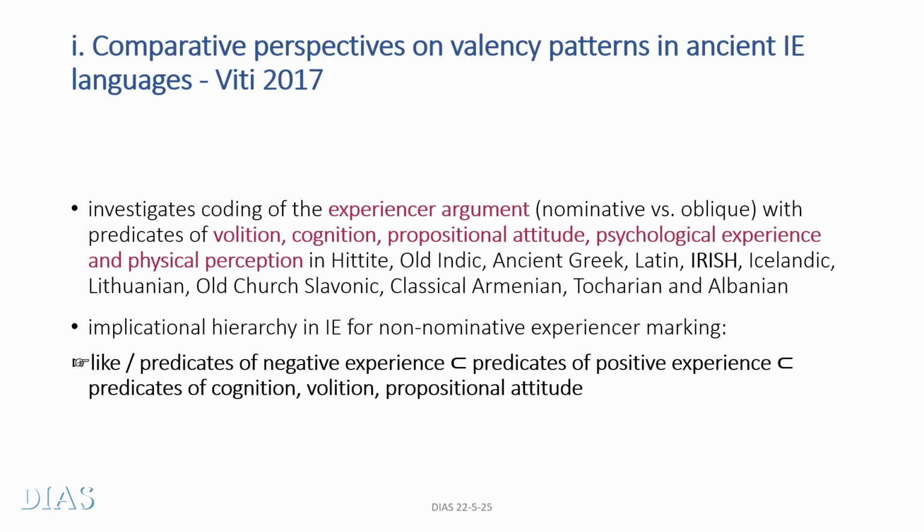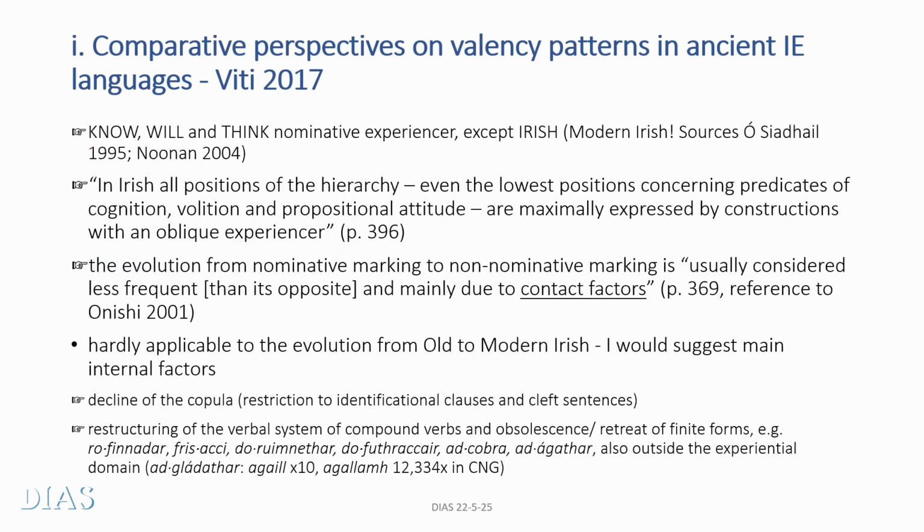And she sets up, using her data, an implicational hierarchy for Indo-European languages, which predicts that on the leftmost part of the hierarchy, the experiencer is more likely to be coded as an oblique, while on the right parts, the predicates of cognition, volition, and propositional attitude, like to know, to want, to think, the experiencer is likelier to be coded as a subject.